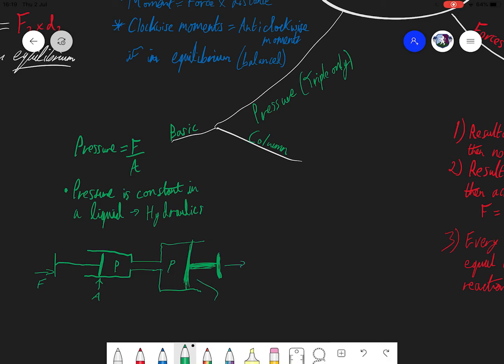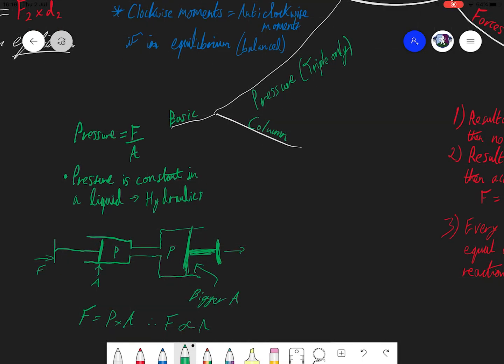So when we end up with a force pushing out on the second plunger, you can notice immediately that the area, the cross-sectional area of that plunger, is bigger. So how will that affect the force? Well, if we rearrange the equation, we can see that the force is equal to pressure times area. So consider that in terms of proportionality. If pressure is constant, that tells us that force is proportional to the cross-sectional area. So if that's the case, the area is bigger, so the force will be bigger.